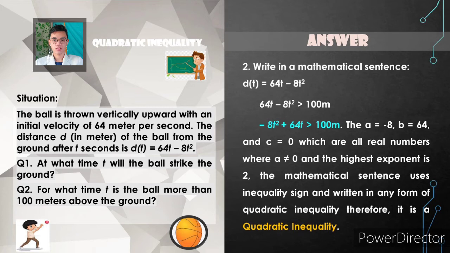In question number 2, we can write the mathematical sentence 64t minus 8t squared is greater than 100, since the ball is more than 100 meters above the ground. The sentence negative 8t squared plus 64t is greater than 100 is a quadratic inequality because the highest exponent is 2, or a is not equal to 0, and it uses an inequality symbol.